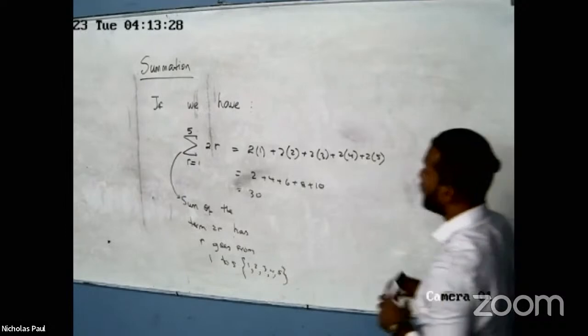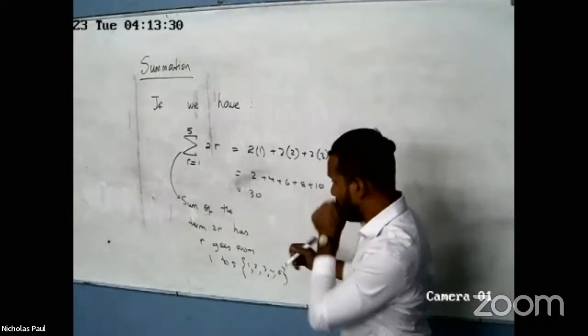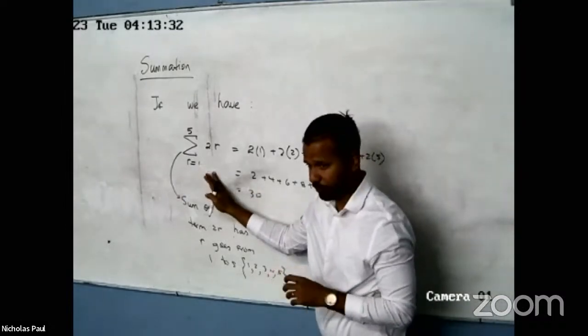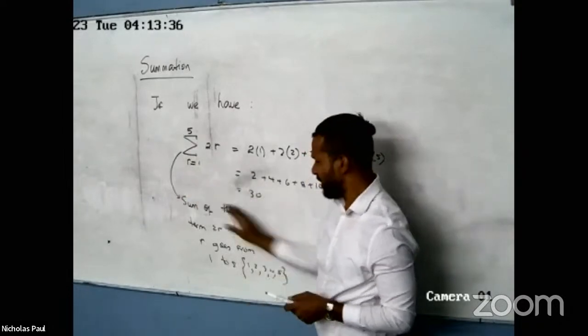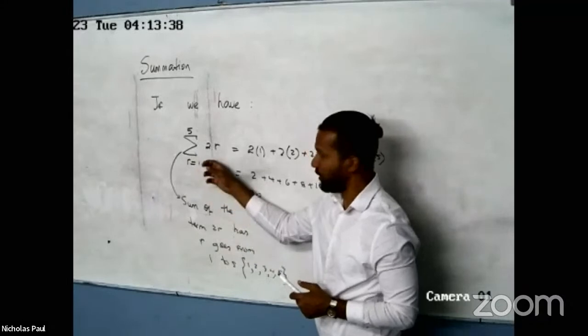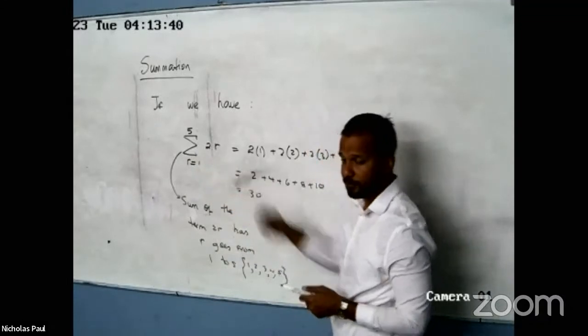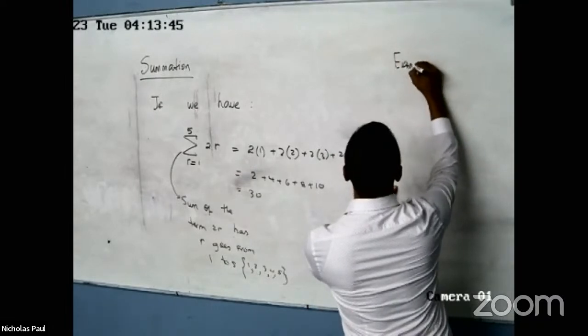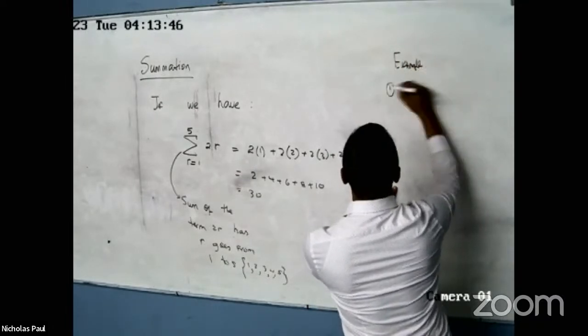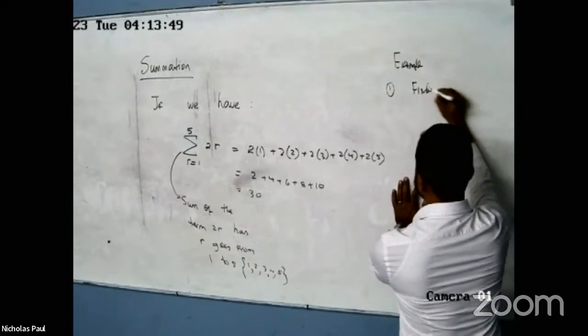All right. So, when you clear the board, right? Summation of 2r as r goes from 1 to 5. You don't really have to write this, but it's important that you understand what this means, right? All right, so I'll give you an example then.